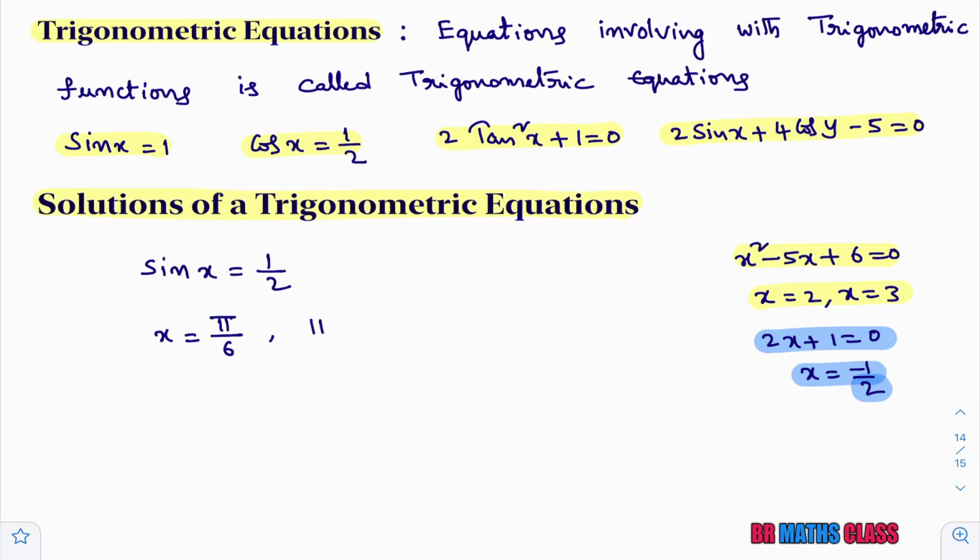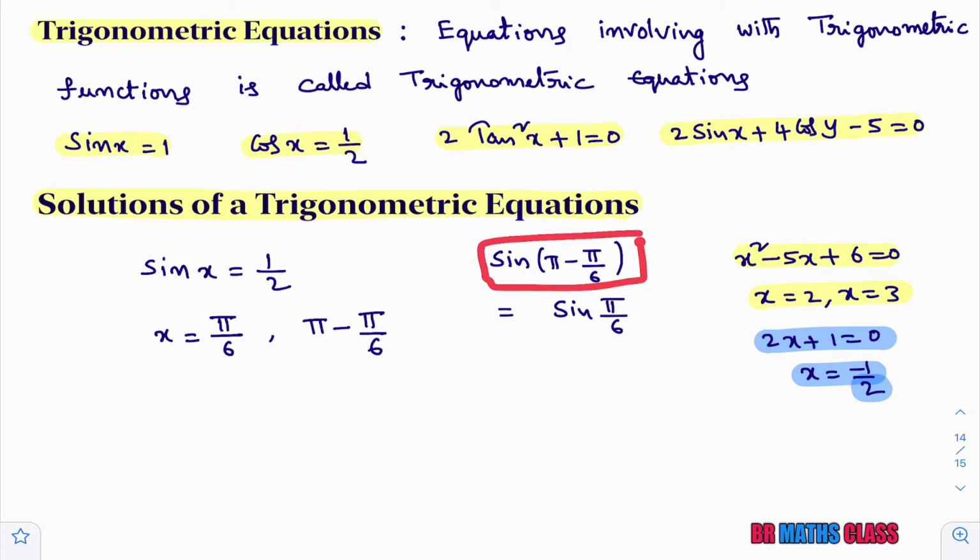We know that pi minus theta lies in the second quadrant. Pi minus pi by 6. If I calculate sine of pi minus pi by 6, I'll get 1 by 2 only. If you want, you can check sine of pi minus pi by 6. When pi is there, the trigonometric function remains the same. Sine remains sine only. So I'll write sine pi by 6 first. Now pi minus theta lies in the second quadrant. In the second quadrant, sine is positive. So sine of pi minus pi by 6 is plus sine pi by 6.